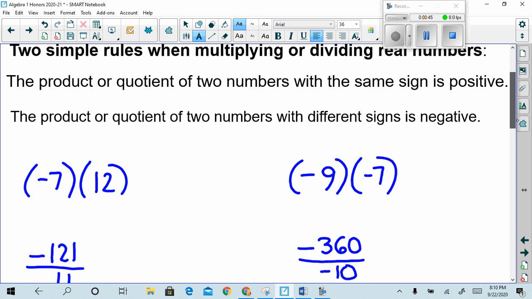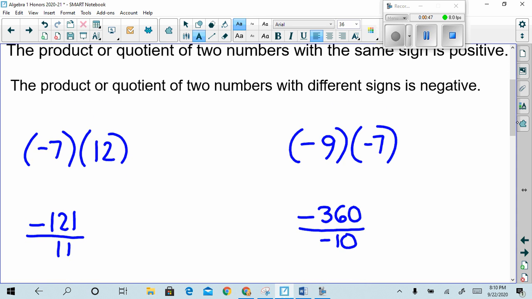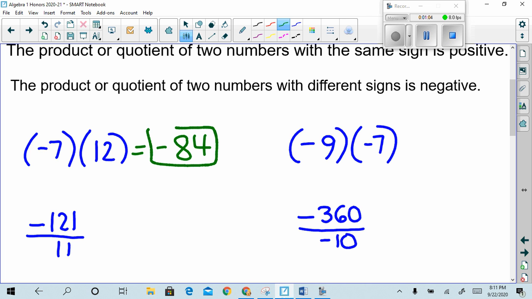Let's practice that rule. I look at my first problem, and I'm seeing that the signs are unlike. So that tells me that I'm going to have a negative answer, and I'll get a negative 84. Right now I'm only dealing with two factors. We'll talk about multiple factors in a moment. The product of two negative numbers will be positive.